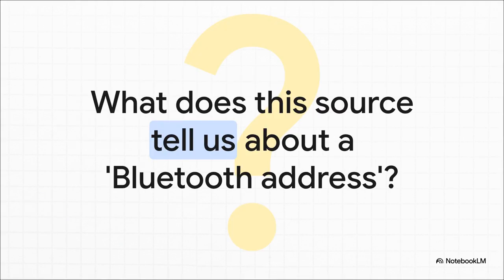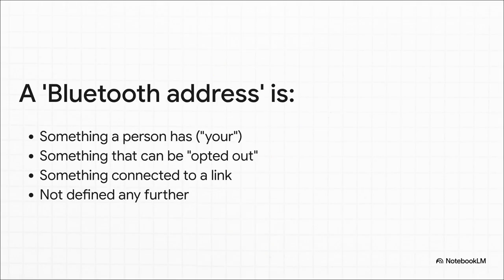So let's be super strict about this. Using only the text we were given, what can we actually figure out about a Bluetooth address? Let's look at the clues. If we stick only to the source text, this is literally all we've got. It says it's something we have. It says your Bluetooth address. We know it can be opted out and that this whole process involves a link. And that's it. No real definition, no explanation of what it does or why it matters. And boom, right away, we've hit our first big gap in understanding.